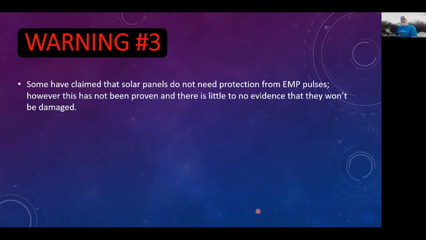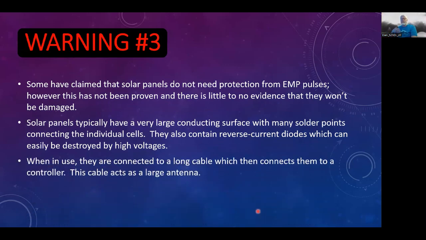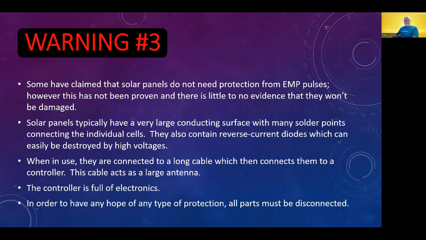Warning number 3 is about solar panels. Some people say that solar panels do not need protection. That's a bunch of hogwash. There's reverse diodes that will be destroyed by the high voltages. You have long cables that connect everything together. That acts as a large antenna, and the controller is full of electronics. The E1 pulse will fry the solar systems.